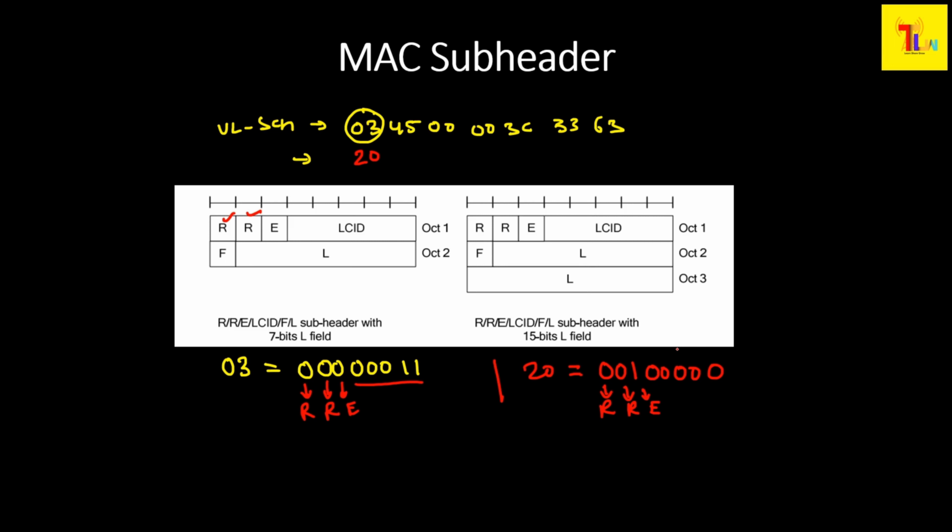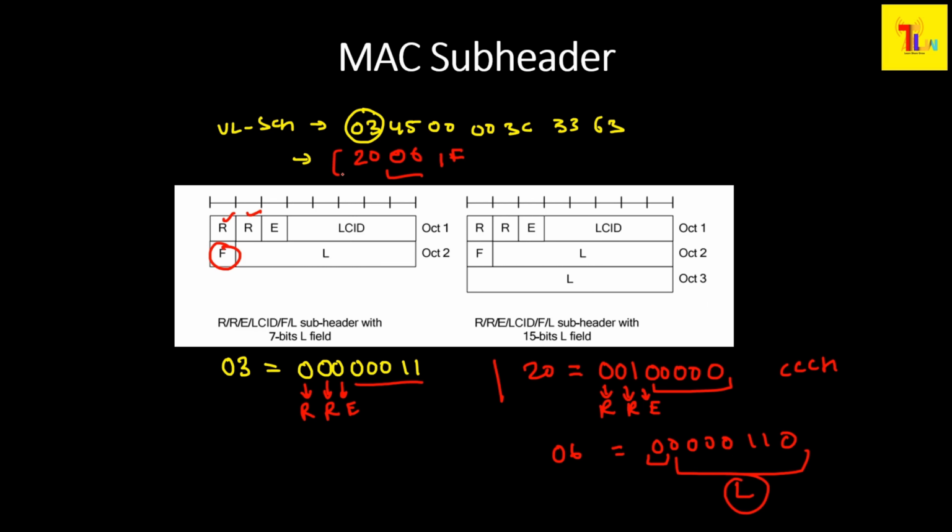When we talk about the extended bit, suppose the other data is 06 and then 1F. The extended bit is telling us that your LCID will be this, in binary, and this basically represents the LCID for the CCCH. Since the extended bit is set, when we decode 06 it will be 110. After that comes the F field, and F is 0. Then this one octet will be your SDU length, that is your L.